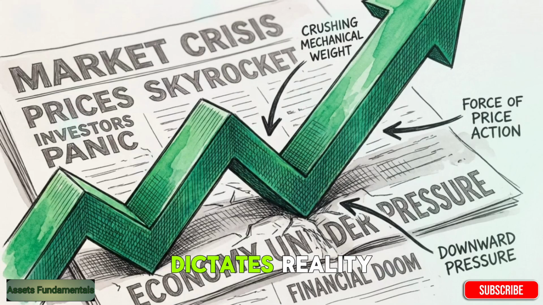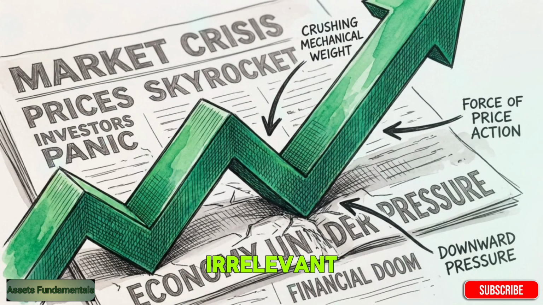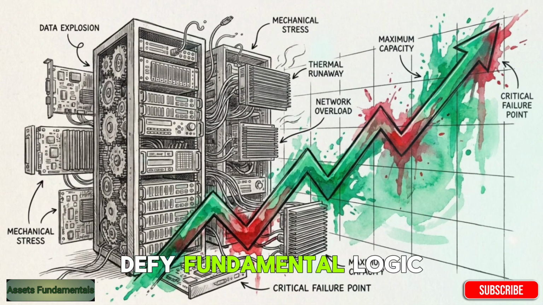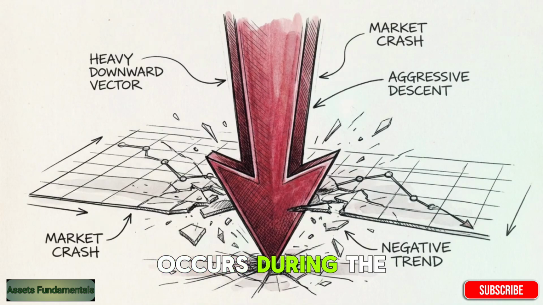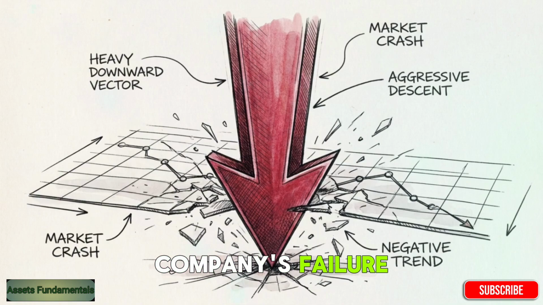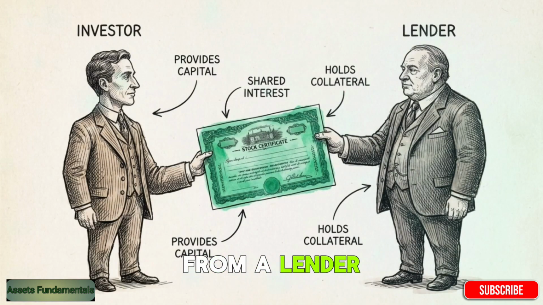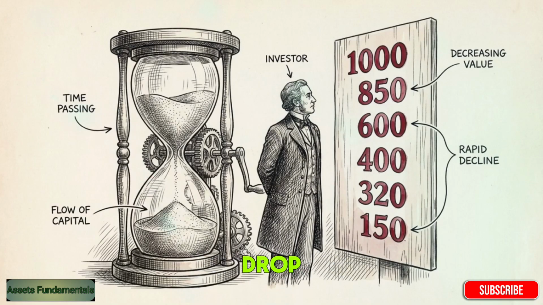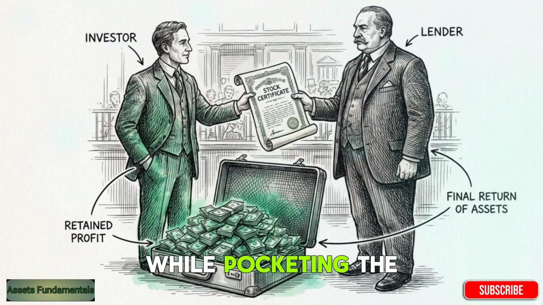Because price action dictates reality, knowing why a stock should logically move is often irrelevant. Markets are frequently hijacked by pure, raw mechanics that defy fundamental logic. The clearest example of this mechanical takeover occurs during the act of shorting, an investment strategy where a trader bets on a company's failure. The mechanics of shorting require the investor to borrow shares from a lender and instantly sell them on the open market. The goal is to wait for the price to drop, buy the shares back at a cheaper rate, and return them to the lender while pocketing the difference.